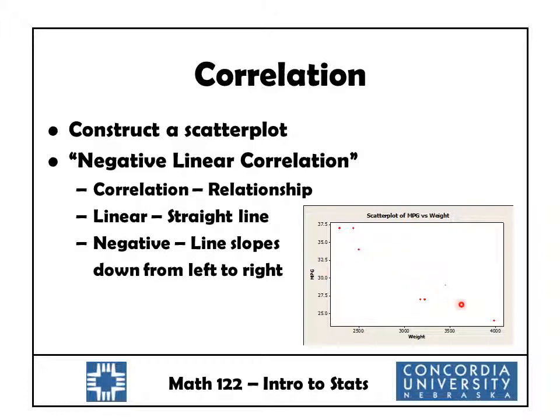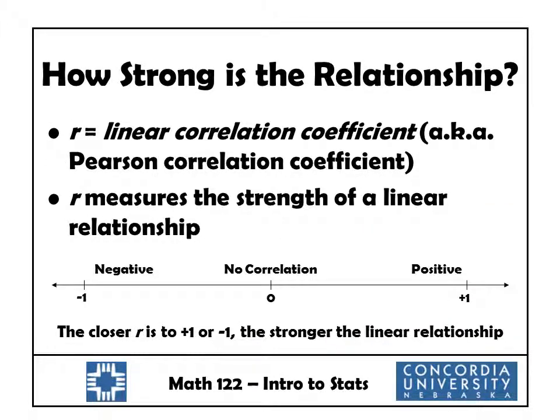Notice that these kind of form a straight line that slopes down from left to right. So we would say that these two variables have a negative linear correlation. Again, correlation means relationship. Linear means they kind of form a straight line. Negative means that line slopes down from left to right. And so it looks like there's a relationship. The next thing we asked is, well, just how strong is that relationship? And so we measured this with a quantity we called r, or the linear correlation coefficient, which takes values between -1 and +1. And the closer that we are to either +1 or -1, the stronger the linear relationship.